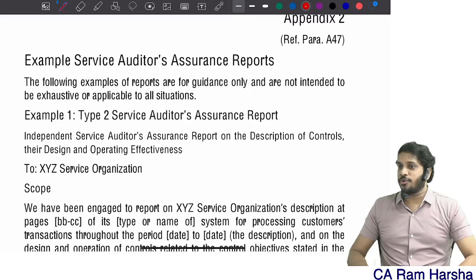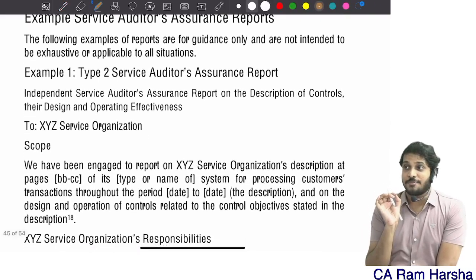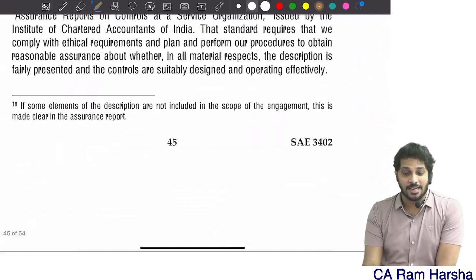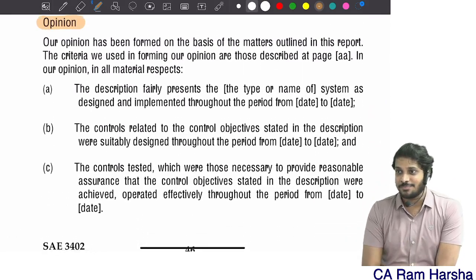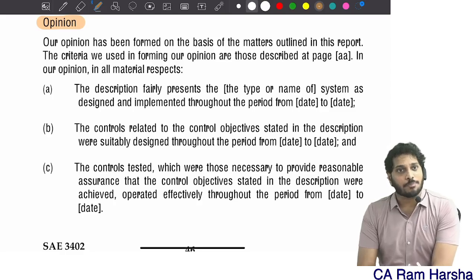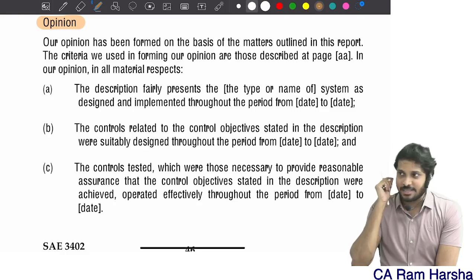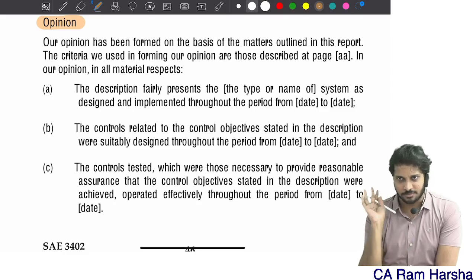So type 2 report, you see. Here, the report format is based upon the old format. I told you, right? Until 1718, opinion will be there somewhere in the middle. Now opinion is there on the top. 800 series also amended, where opinion comes at the first top place. And I told you for November 24, it is not applicable.